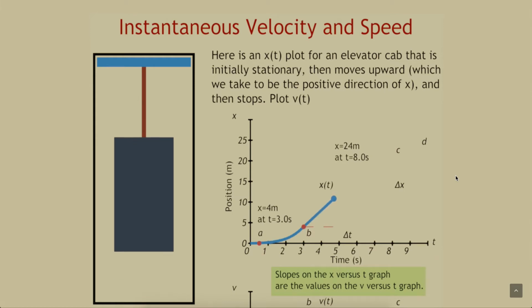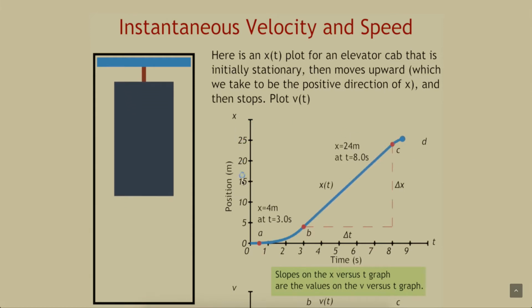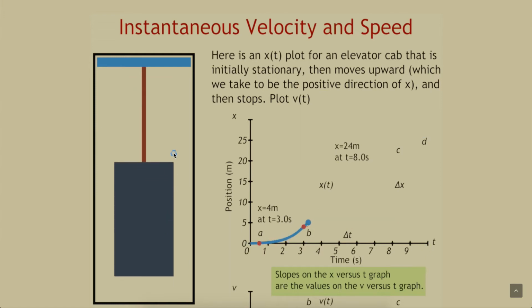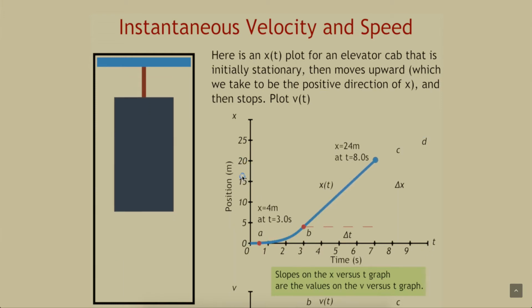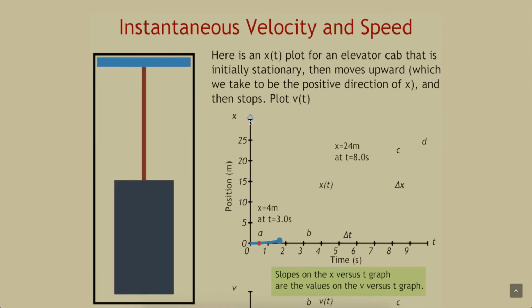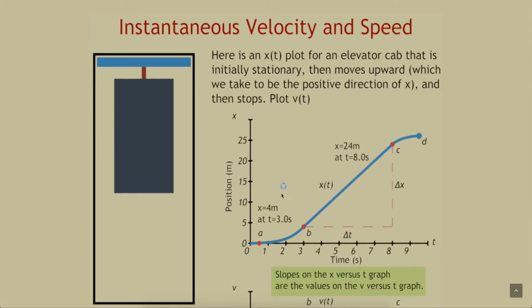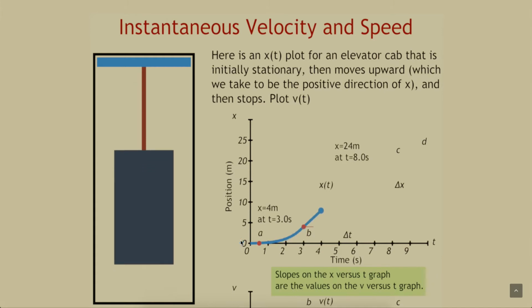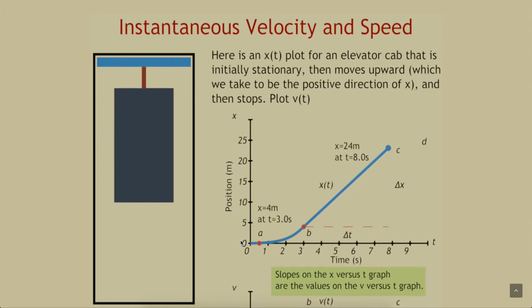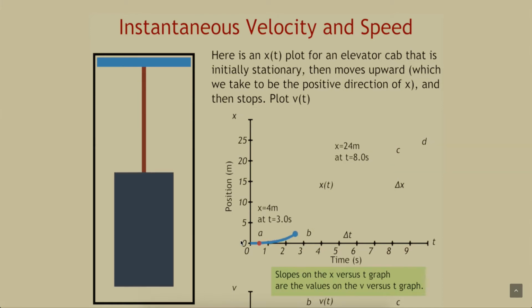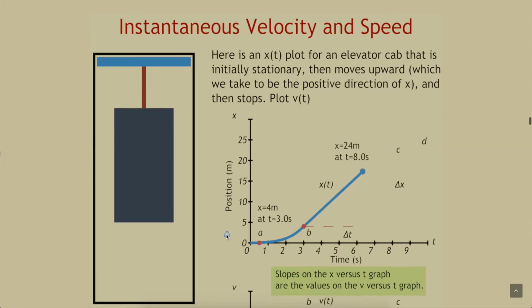Here's a position versus time plot of an elevator cab that is initially stationary. The cab then moves upward, which is the positive direction of the position axis, and after a while it stops. The instruction is, with the information given in the position time graphic, plot the velocity versus time graphic. Like I said, you can visit the page of Motion Along a Straight Line right now at toysandphysics.com to see the result. But if you want to know how to approach this and understand how to make the analysis, then follow along.